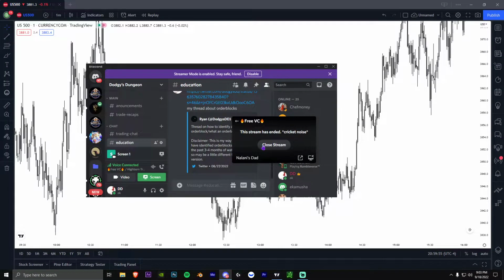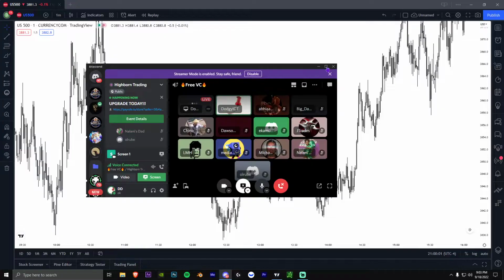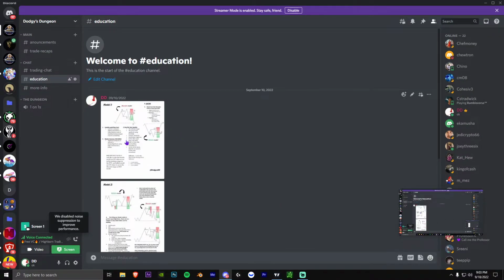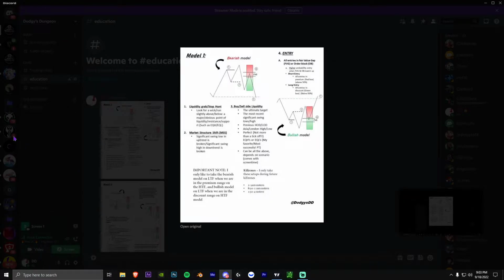Okay, so to remind you guys, these are the models. I posted them on Twitter multiple times. So this is the bearish model. Again, one, you look for the liquidity grab, like the equal lows, equal highs, then the market structure break, 2, and then the retrace and the fair value gap. Same thing for the bullish model. You guys know the deal.